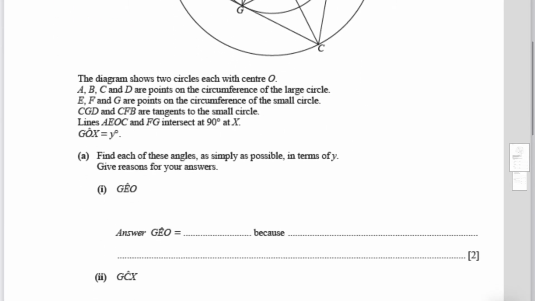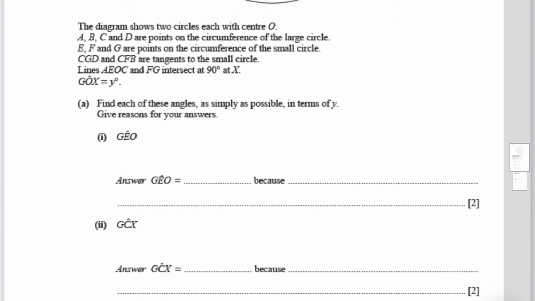The question reads, the diagram shows two circles each with center O. A, B, C and D are points on the circumference of the larger circle. E, F and G are points on the circumference of the smaller circle. C, G, D and C, F, B are tangents to the smaller circle. Lines AEOC and FG intersect at 90 degrees at X. GOX is Y degrees. Part A says, find each of these angles as simply as possible in terms of Y. Give reasons for your answers.